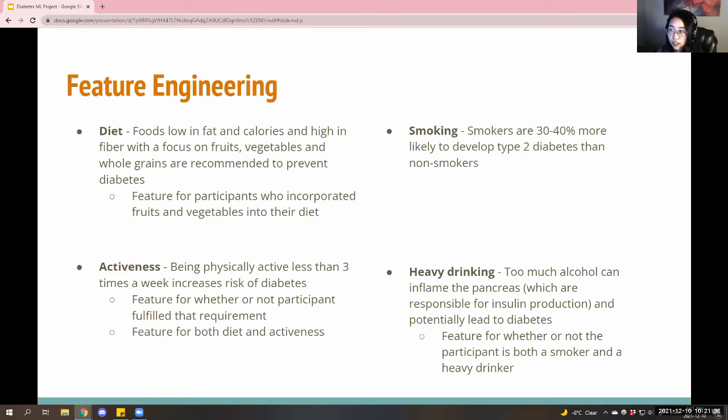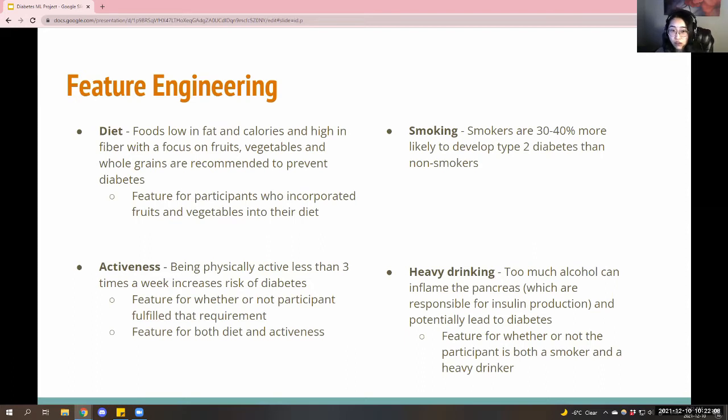So for feature engineering, all these features are relevant, but the ones I decided to focus on are diet, activeness, smoking, and heavy drinking. A healthy and balanced diet is recommended to prevent diabetes, so I created a feature to indicate whether they incorporate fruits and vegetables into their diets. Being physically active less than 3 times a week increases risk of diabetes, so I created a feature for whether or not the participants fulfill that requirement.